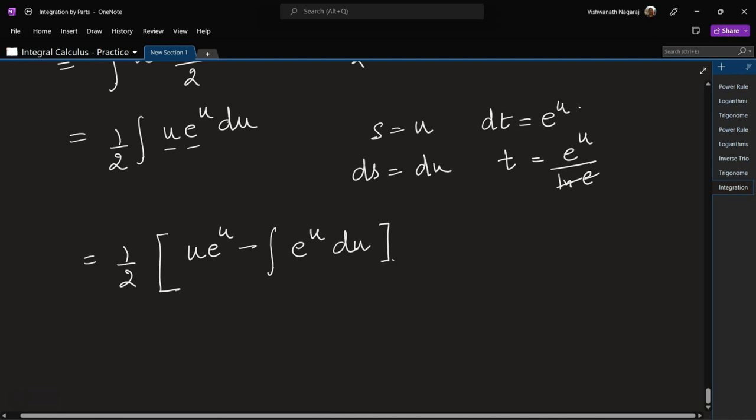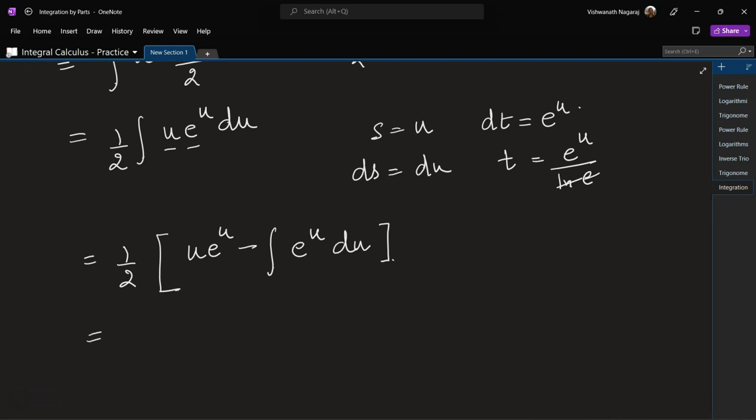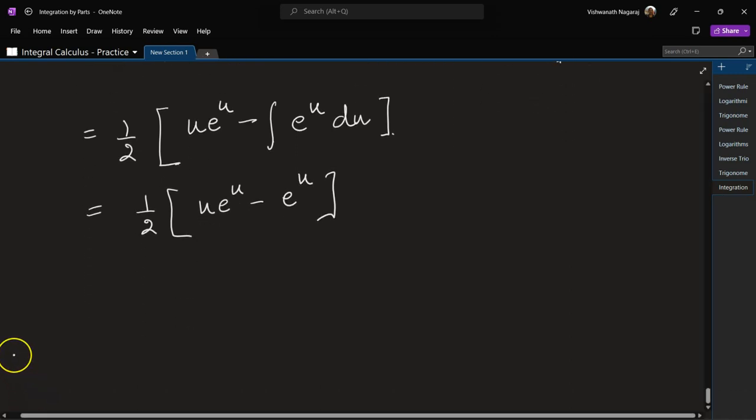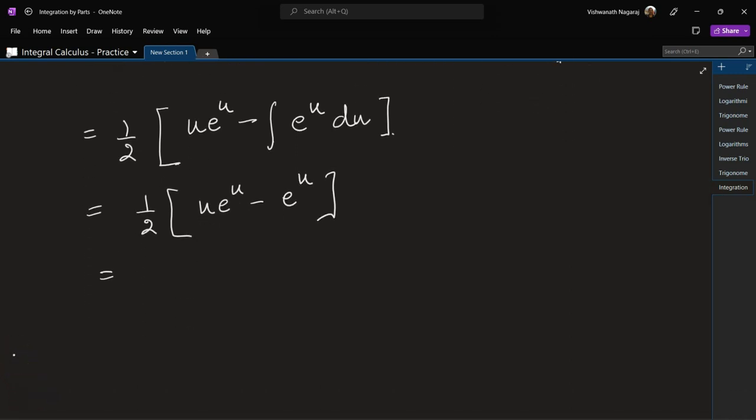So now 1 by 2 u e to the power of u minus, now its integral will be what? E to the power of u by natural log of e, which cancels out. So we have this. Now let's see, e to the power of u is common, so e to the power of u times u minus 1 by 2.